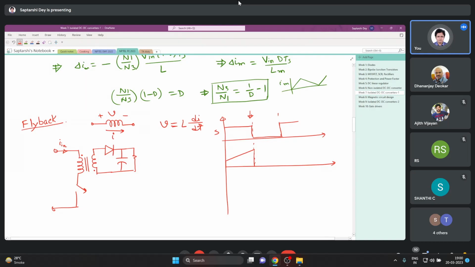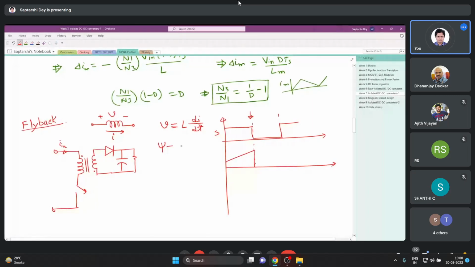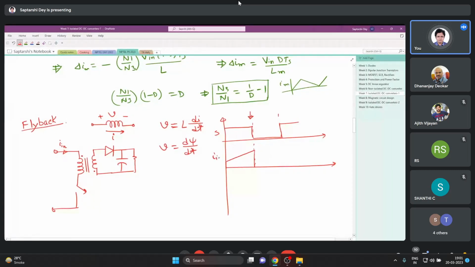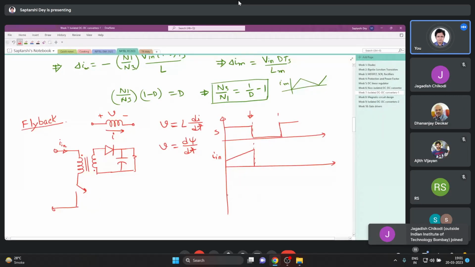So what is a more general statement? The more general statement is that an inductor does not allow the change of the flux linkage through it, and that is given by Faraday's law. V is d psi by dt. Now we can analyze the operation of a flyback converter.